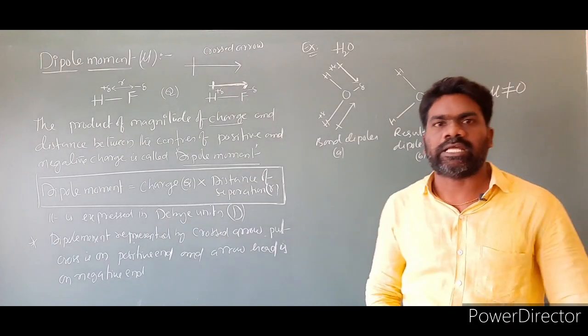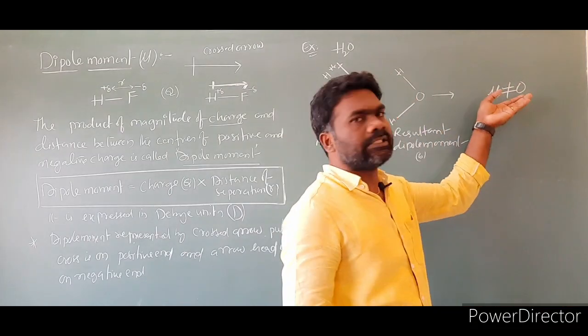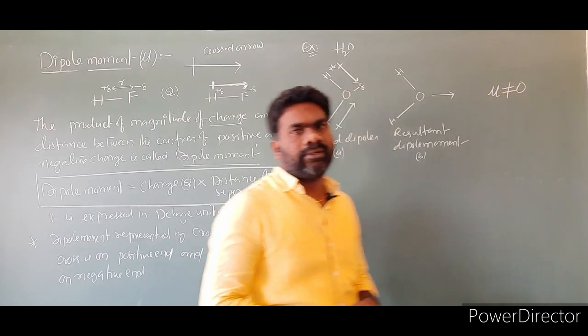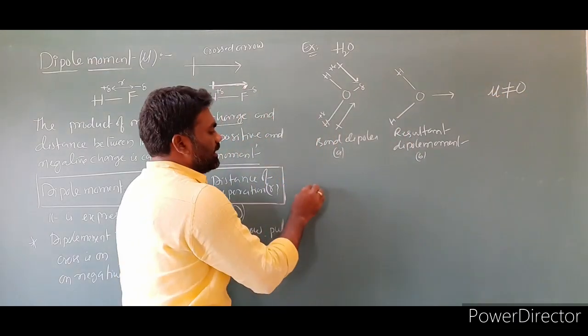Some molecules have a dipole moment of 0. So we are labeling this molecule as having some dipole moment, I am labeling it as not equal to 0. Let us take one more example.